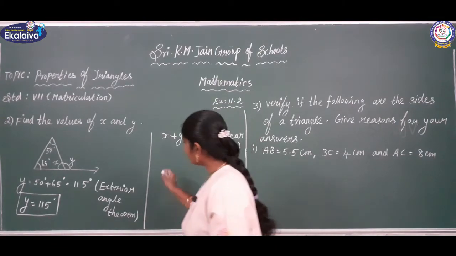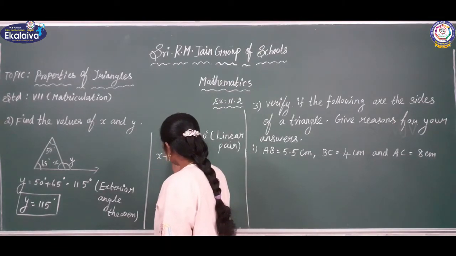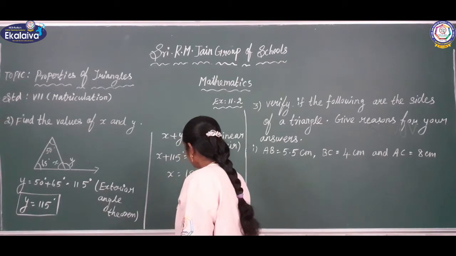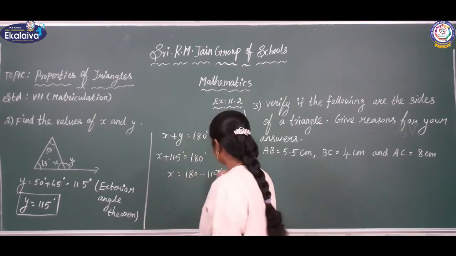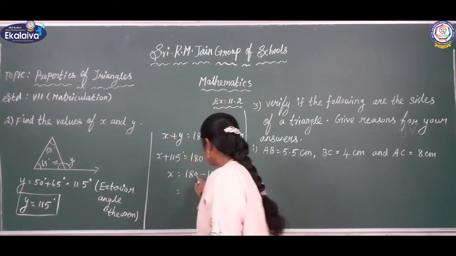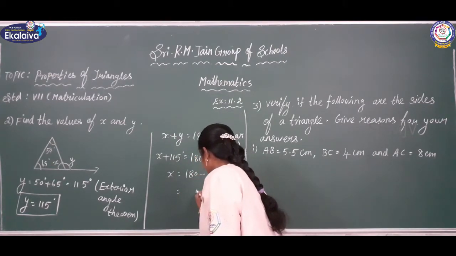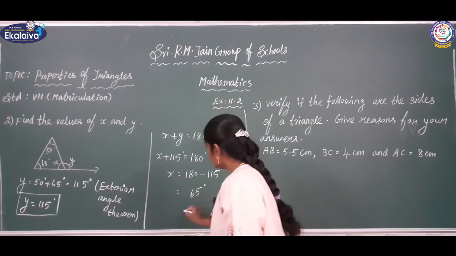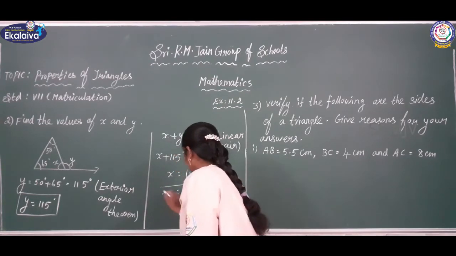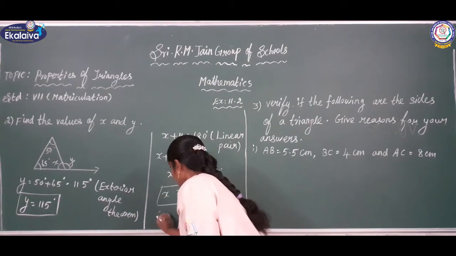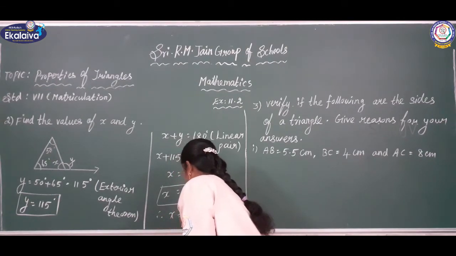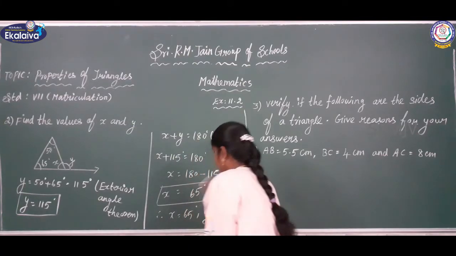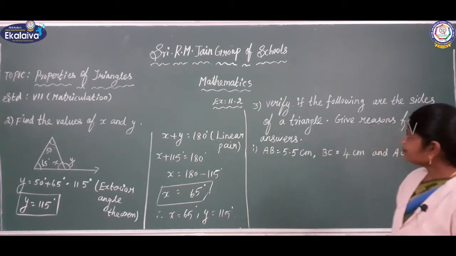Okay, here y value is 115. So x plus 115 degrees equal to 180 degrees. X equal to 180 minus 115. Okay, now you subtract this. 10 minus 5 is 5. 7 minus 1 is 6, 1 minus 1 is 0. So what you are getting, children? 65 degrees. So x equal to 65 degrees. Therefore, x equal to 65 degrees and y equal to 115 degrees. Is it clear, children?